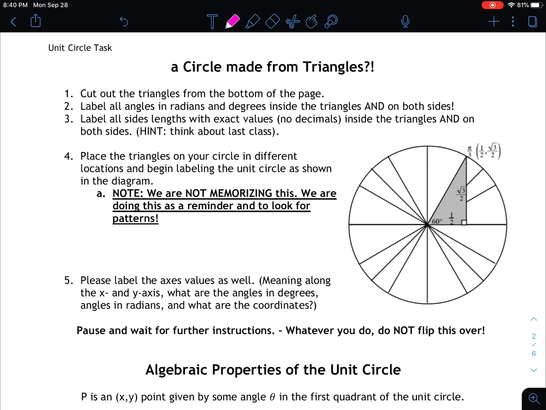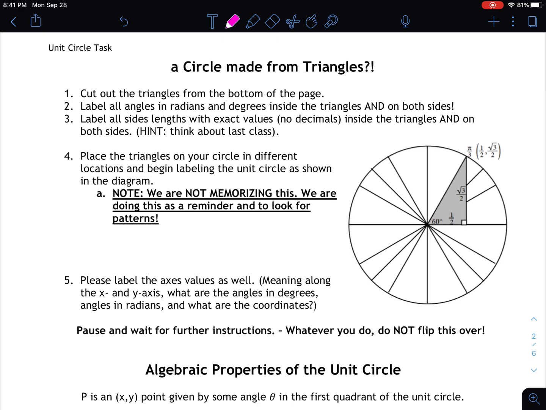If you know those two triangles, you can get anywhere on that unit circle with these special spots we're going to be looking at. Okay, so you're going to cut out the triangles from the bottom of the page and label the angles in radians and degrees. Put the little measurements inside the triangles, and on both sides. So flip it over and put it on both sides. Label all side lengths with exact values, no decimals. You want to reference your special right triangle graphic organizer, and you're going to label it just like we did there.